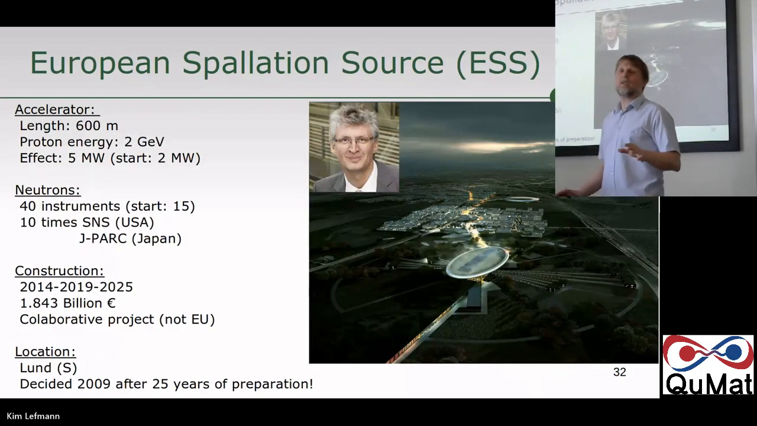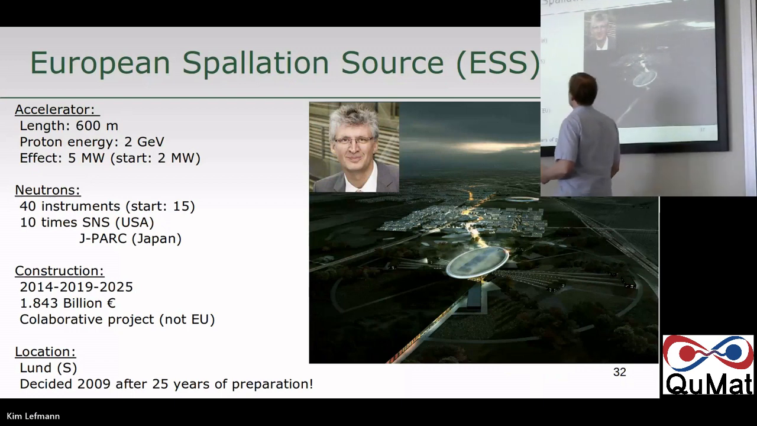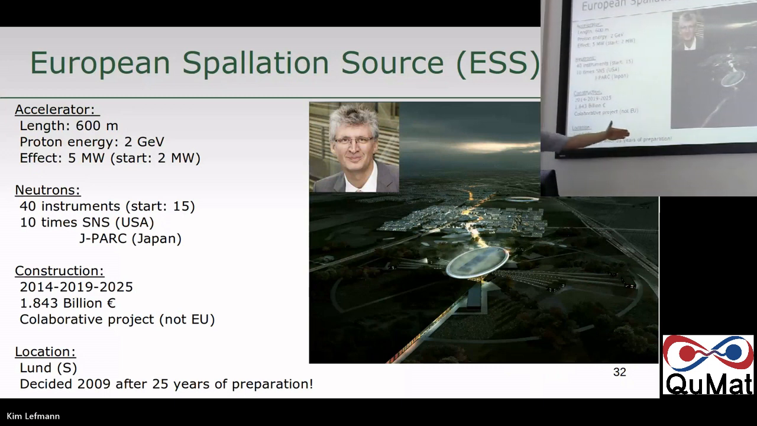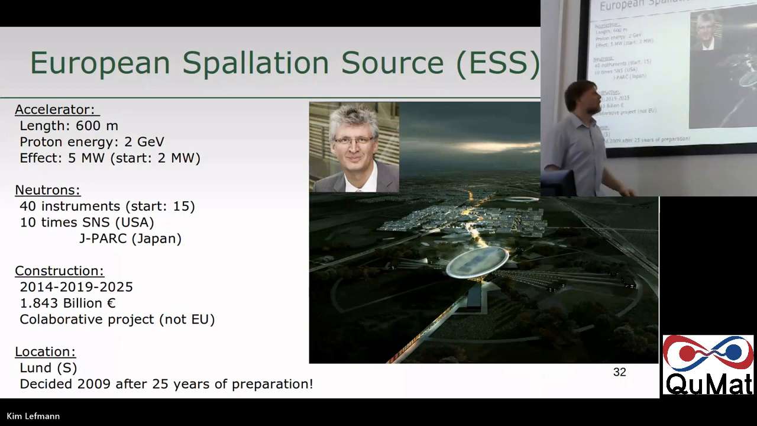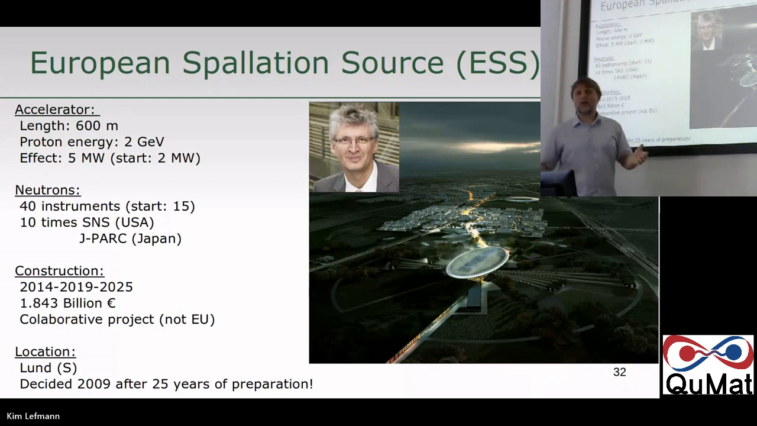The point is that of course Europe has to respond to this. So Europe can actually plan to build what's known as the European Spallation Source, a 600 meter long accelerator shooting protons. So that's the new way of making neutrons. Protons into a target of something heavy, you destroy these nuclei and out come all the neutrons, 10 to 20 neutrons per event. It's very efficient.